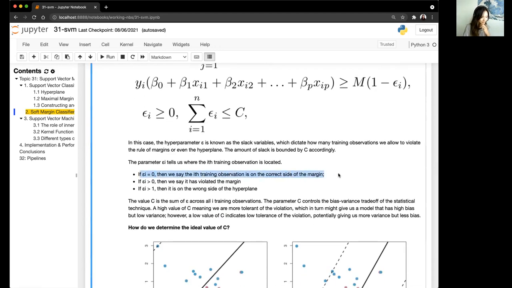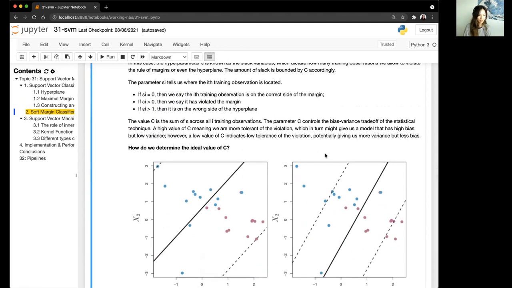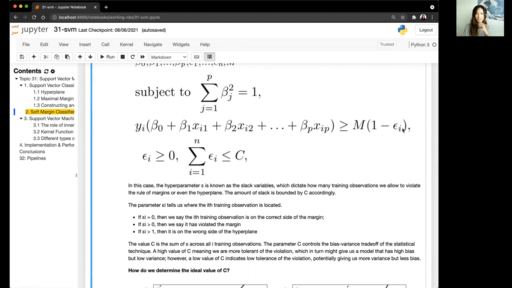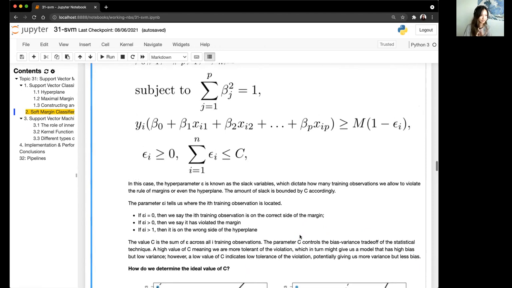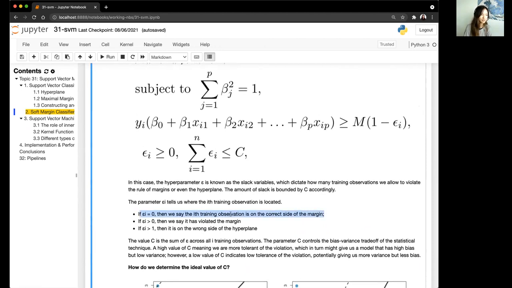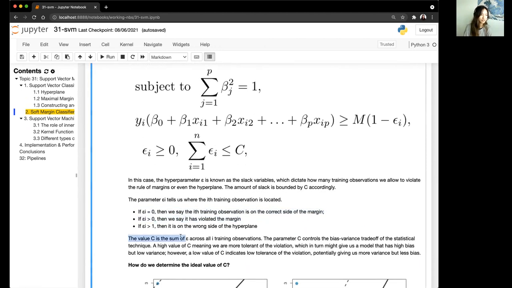If epsilon is equal to 0, then the ith training observation is on the right side of the margin. If it's greater than 0, it has violated the margin, and if it's more than 1, it is on the wrong side of the hyperplane. So what we're optimizing for here is a combination of these three things: something is classified correctly, something is classified incorrectly, and something is way past the margin.